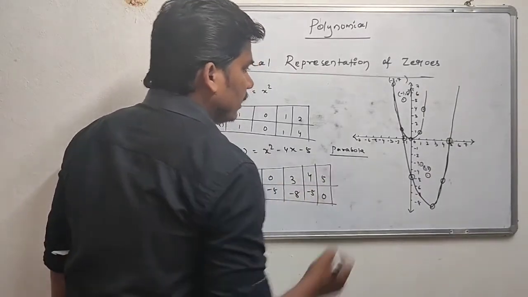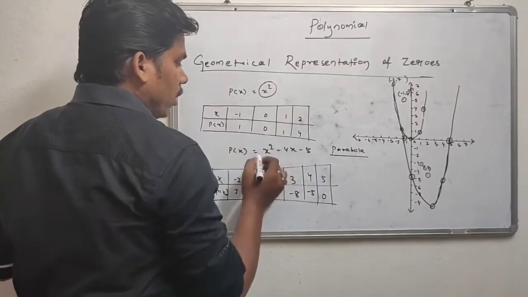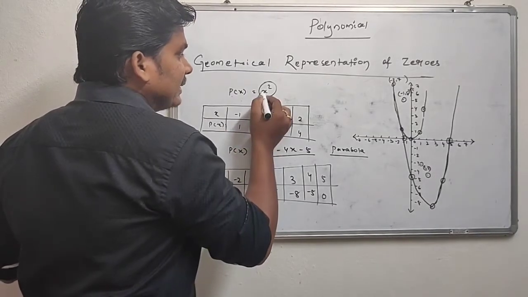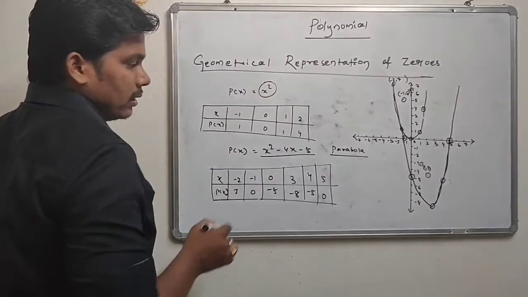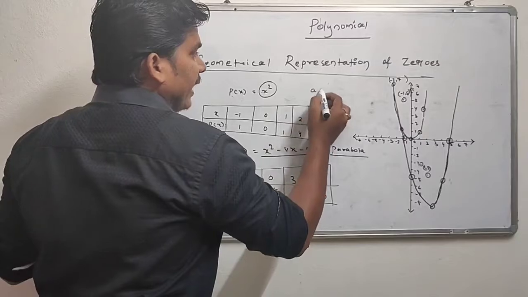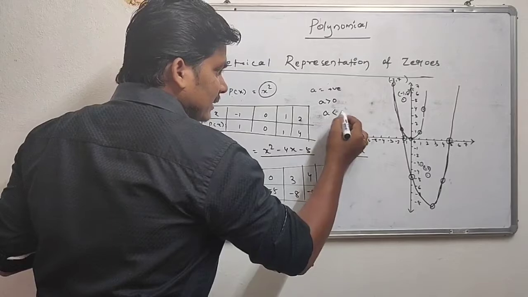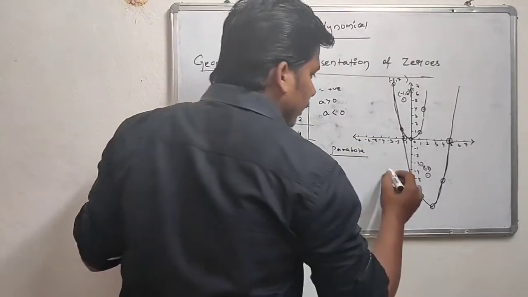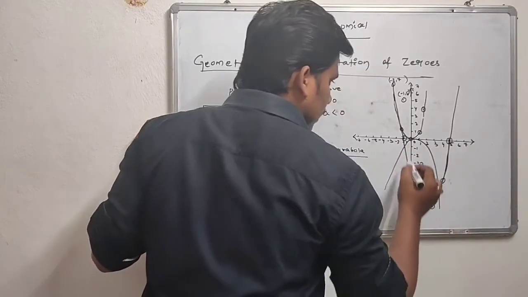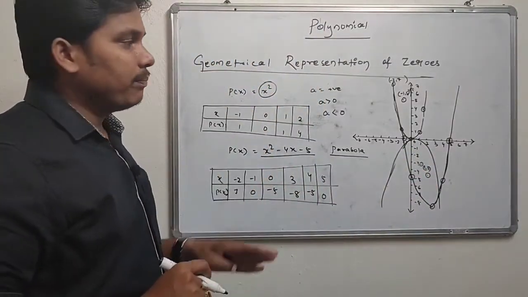Means we can understand, for the quadratic equation x square minus 4x minus 5, remember the most important thing: what is the coefficient of x square? Generally we took the coefficient of x square as positive. Means here a is positive, that is, a is greater than 0. If we take a less than 0, the shape might be in such a way, or the parabola is in such a way. Means just flip to this shape.